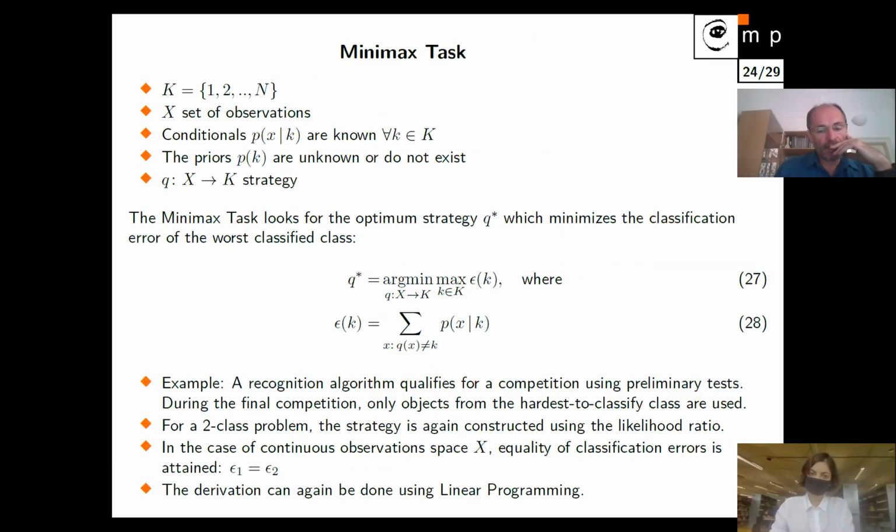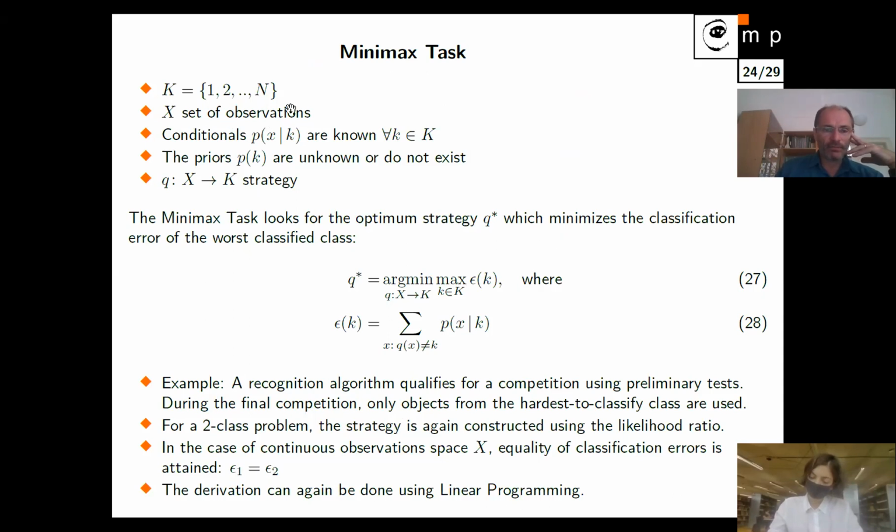Okay. Second formulation. Now, there's one thing which is not nice in the Neyman-Pearson task, that's the fact that we had to treat the two classes differently. One type of error was special and the other wasn't. So in the minimax task, we treat all classes equally. So now we'll formulate it for n classes.